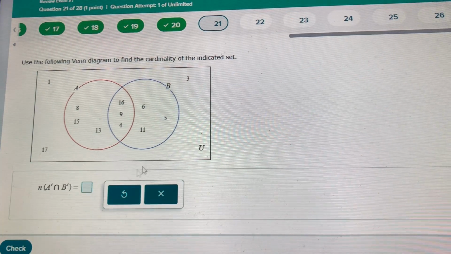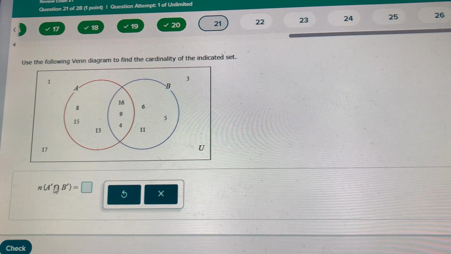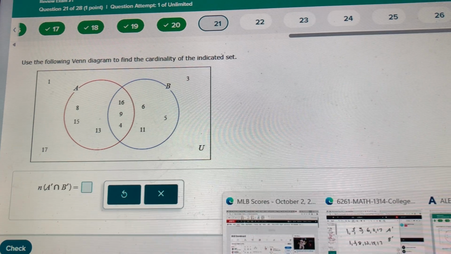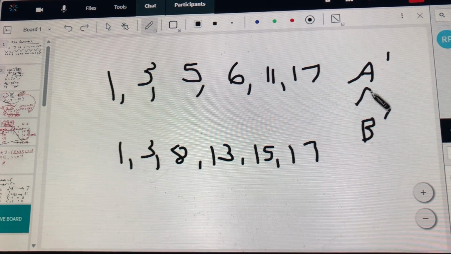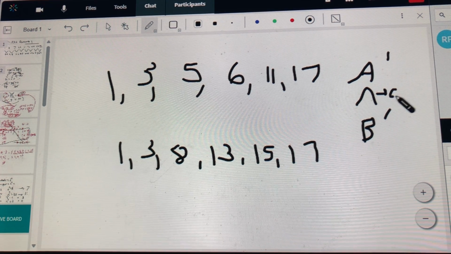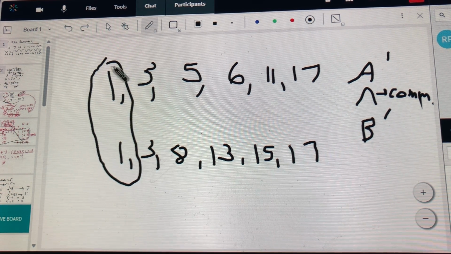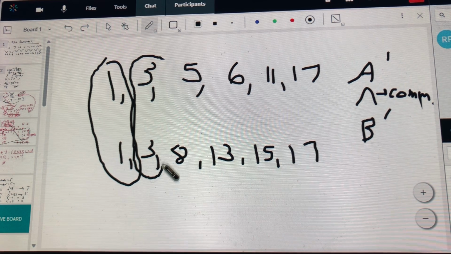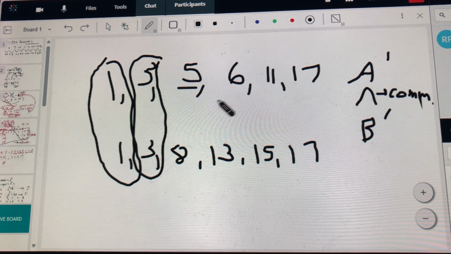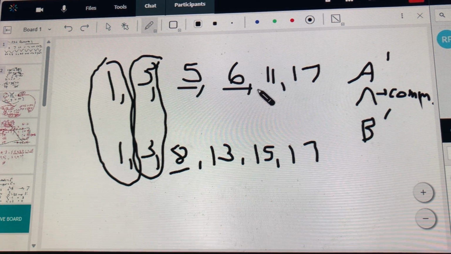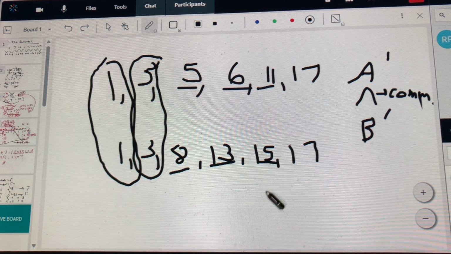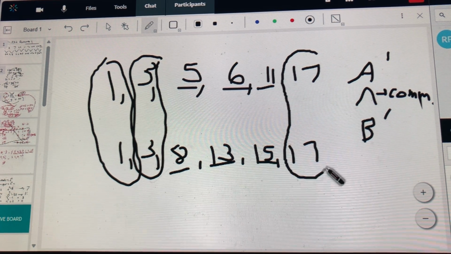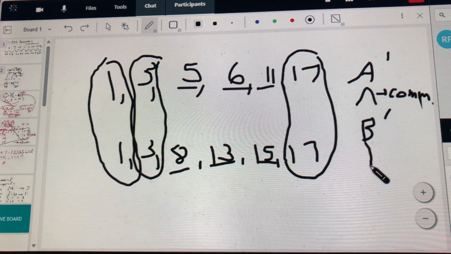And they have the unions, or I'm sorry, the intersection. Intersection is what do they have in common? Well, they have 1 in common. They have 3 in common. There's only 1, 5, 1, 6, 1, 8, 1, 11, 1, 13, 1, 15, but 2 17s. So the final answer is the set 1, 3, and 17.